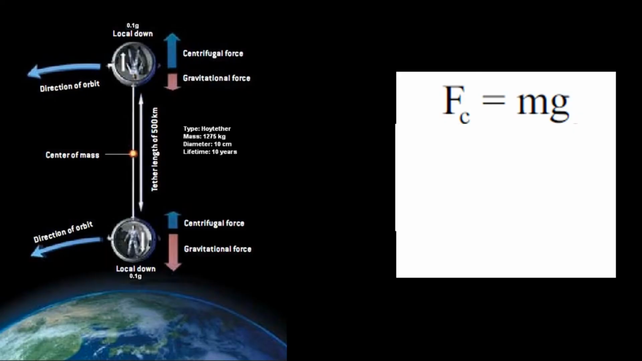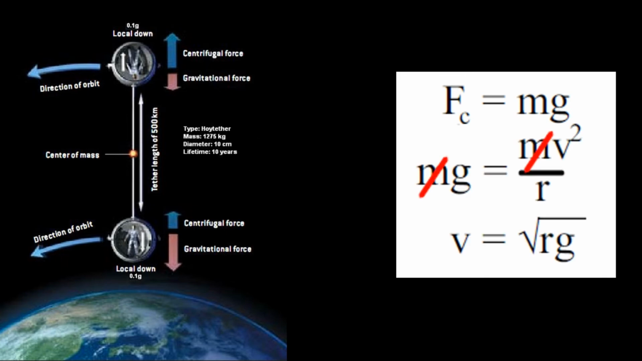We want the force to simulate gravity, so set centripetal force equal to mg. Cancel out the m's and solve for v to get how fast you're spinning. v equals the square root of rg, which is exactly the same as the speed bump equation, and the fact that those two things that seem so very different are so similar is a very interesting thing indeed.